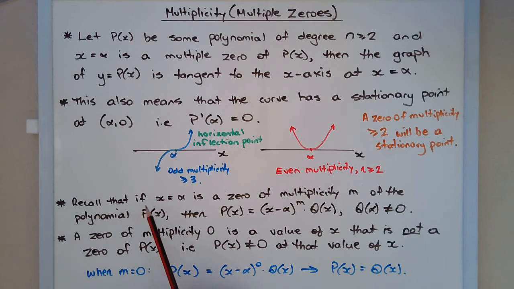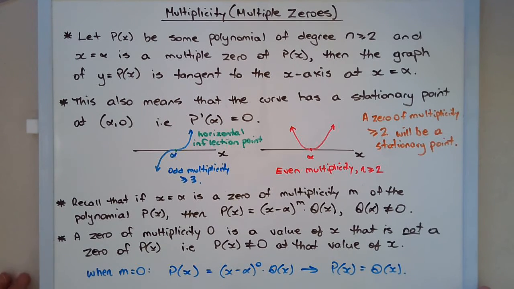Now recall that if x equals alpha is a zero of multiplicity m of the polynomial p of x, then p of x equals (x minus alpha) all to the power of m multiplied by q of x, where q of alpha does not equal 0. And a zero of multiplicity 0 is a value of x that is not a zero of p of x. So that is, p of x does not equal 0 at that value of x.